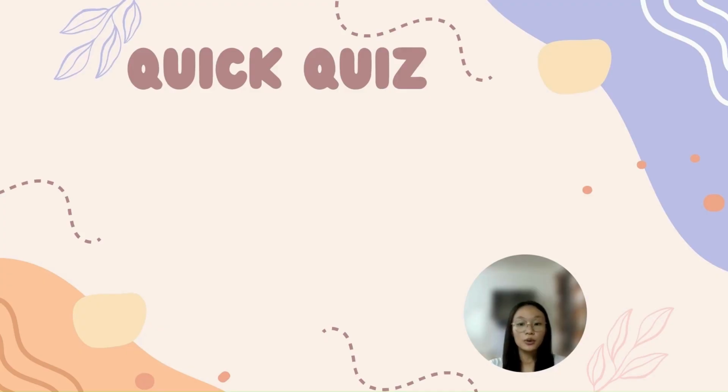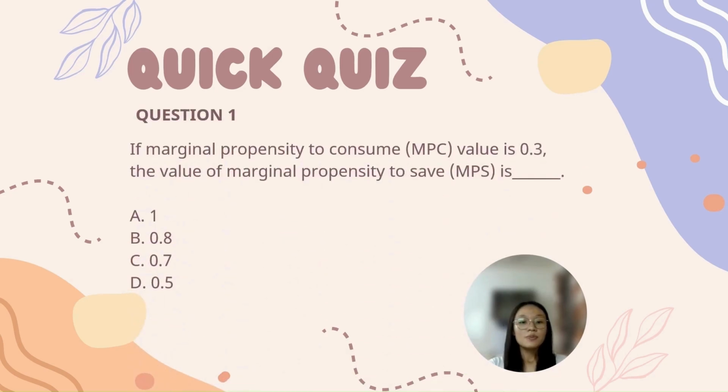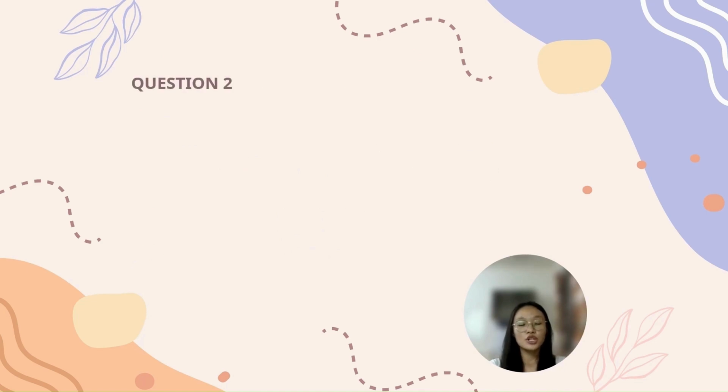Okay, now we will give you a quick quiz to test your understanding of this topic. For question 1, if the marginal propensity to consume MPC value is 0.3, what is the value of the marginal propensity to save MPS? For this question, regarding the knowledge that you have learned before, you will know that MPS is equal to 1 minus MPC. The question gives you MPC equal to 0.3. So you just substitute into this formula and you will know that 1 minus 0.3, MPS is equal to 0.7.